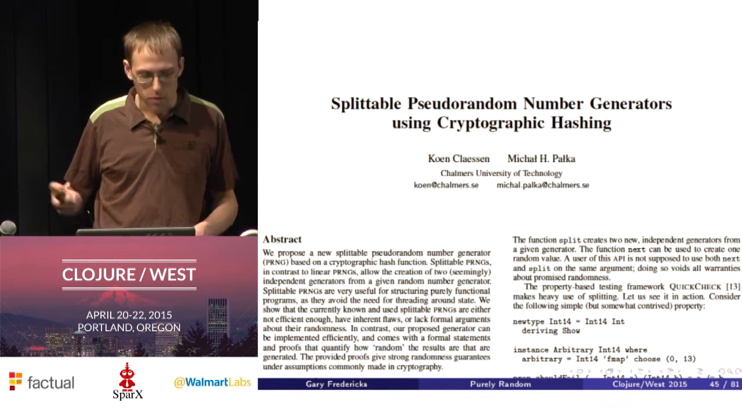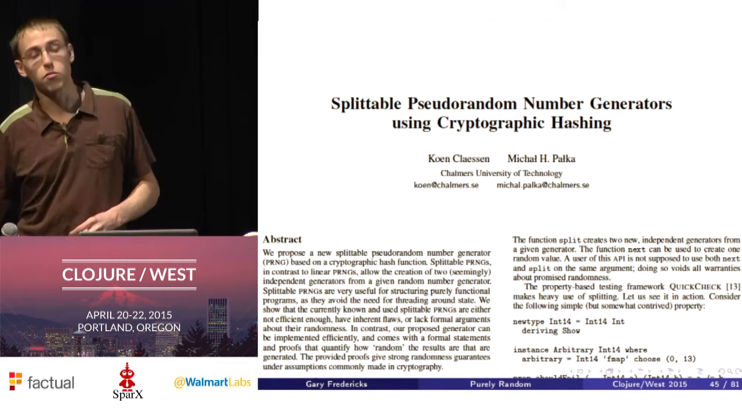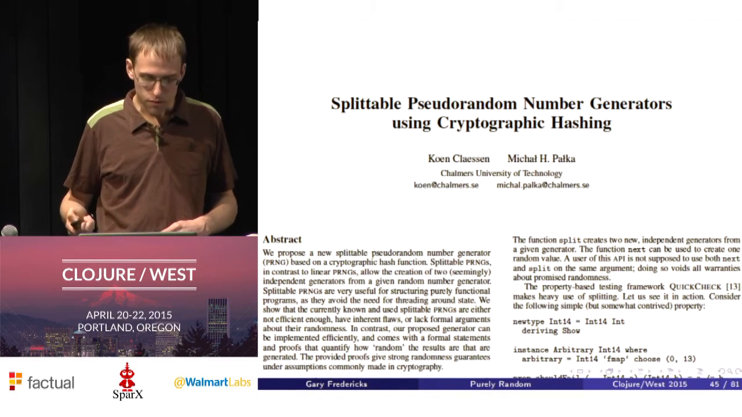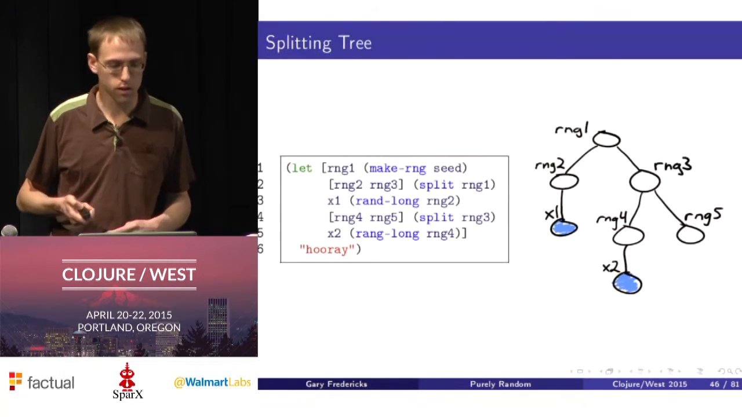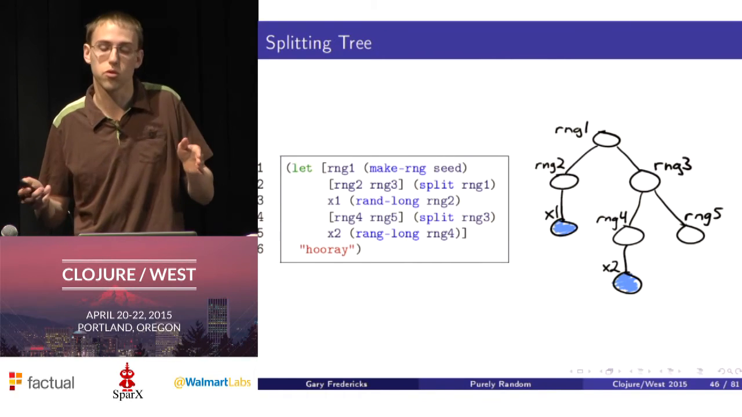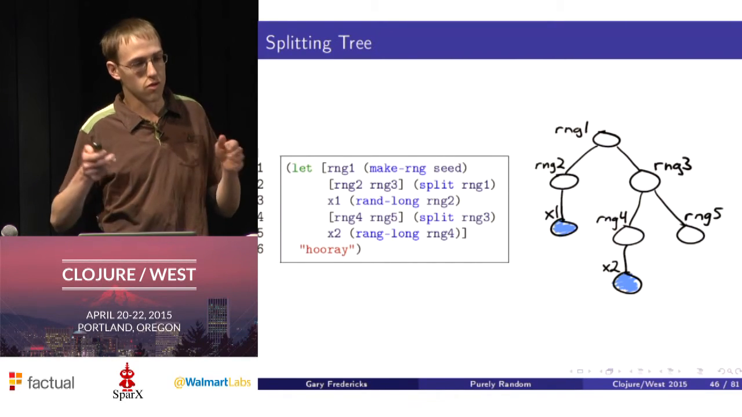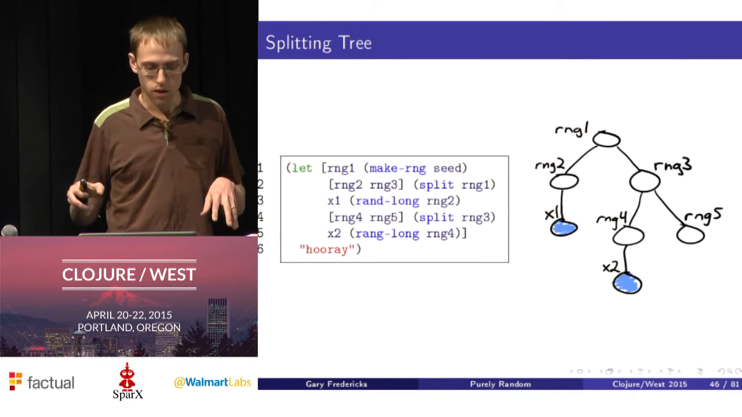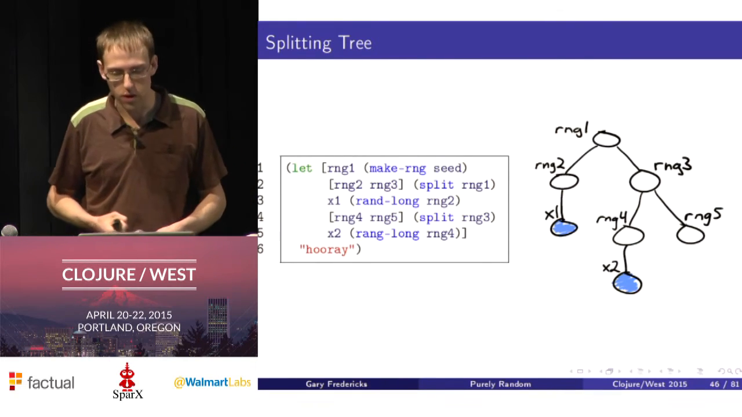There's a paper here on using cryptographic hashing to write a splittable generator. So we looked at this. The two concepts you need to understand how this works are, first, a splitting tree. This is just viewing the use of a splittable generator as a tree. So the code on the left corresponds to the tree on the right.